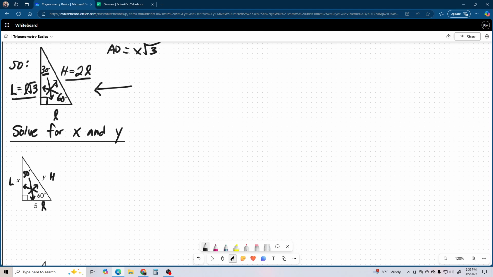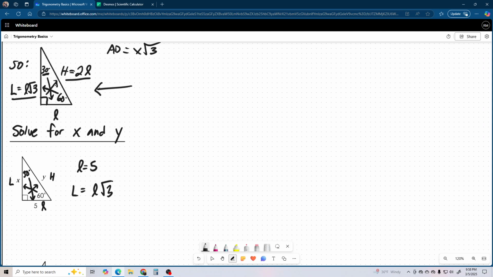And like I said, a good first step is always to find the little leg. If they give you the little leg to begin with, your problem is going to be very simple. So if we know that the little leg equals 5, let's solve for the big leg first. We know that the big leg equals the little leg times the square root of 3.